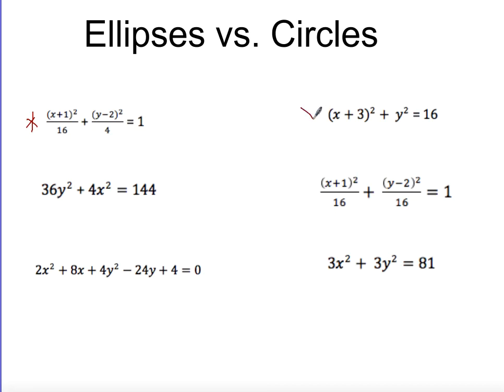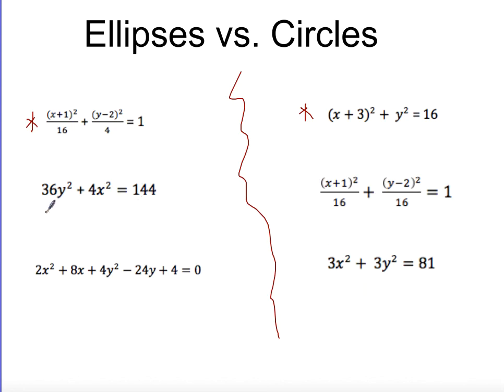On the right-hand side with the circles, again, you can look at that one and say, hey, that's a circle. You can tell the center is at negative 3, 0 with the radius of 4. Now, everything on the left-hand side is an ellipse, everything on the right-hand side is a circle. So just a couple differences that we want you to look at.